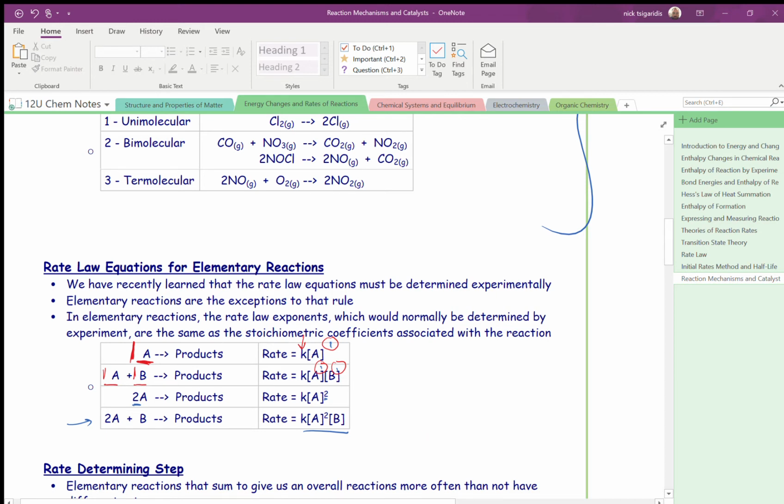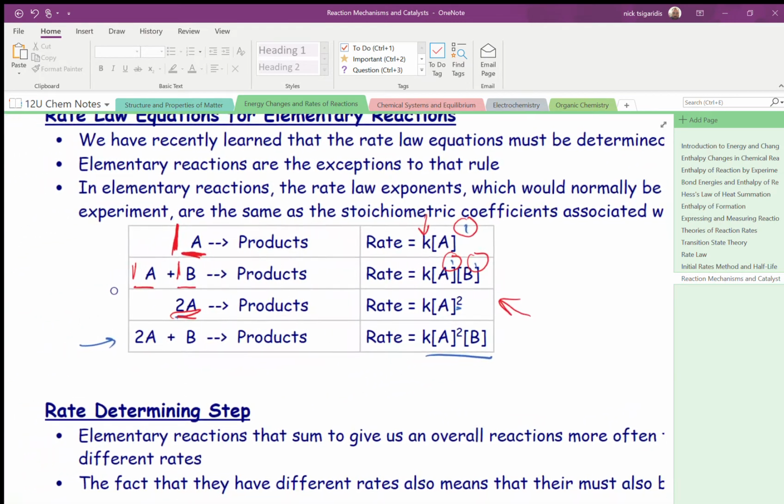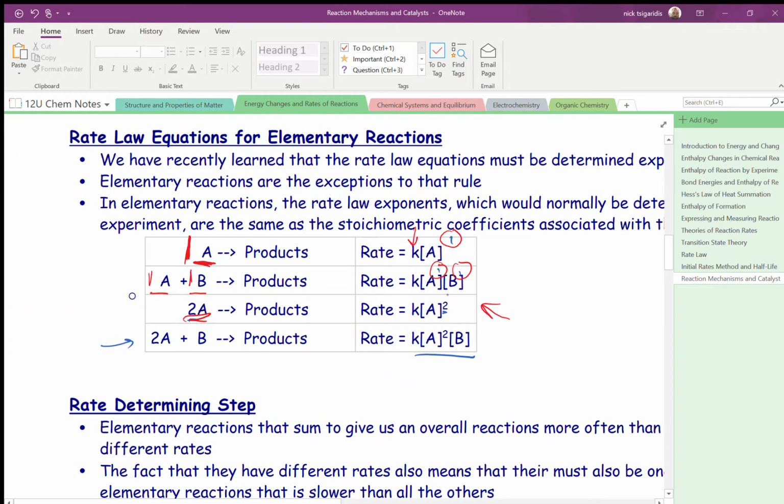And then, of course, in the third example here, we have 2A, so two of the same reacting particle, but because we have that 2 there, the rate law exponent for that particular elementary step is equivalent to the 2 that we have here. And then the last example is kind of self-explanatory, right? So you have 2A and a B, which means your exponents for your rate law are to the power of 2 and to the power of 1 for A and B respectively.